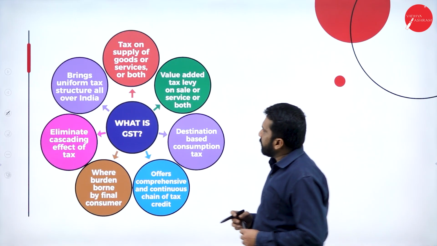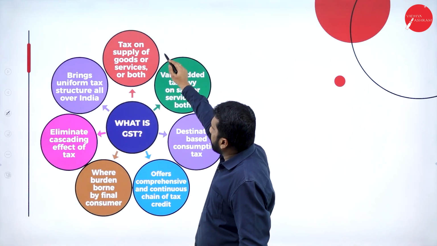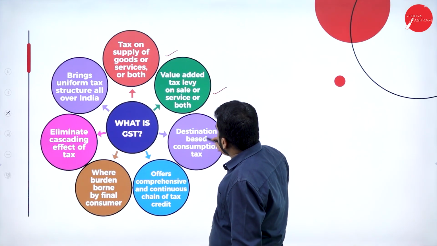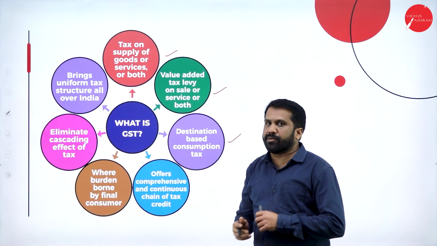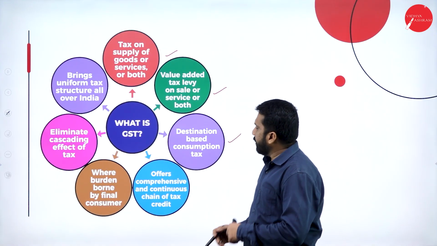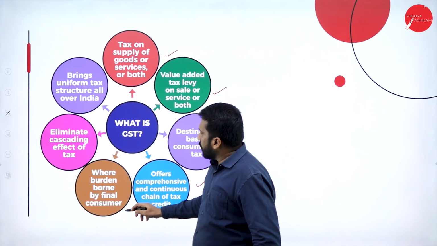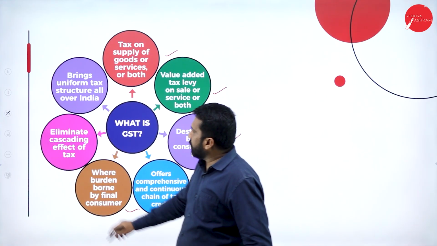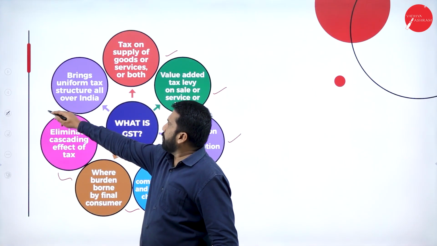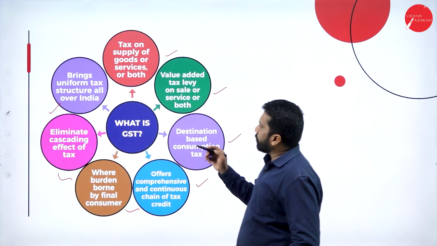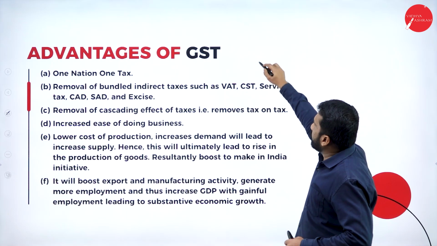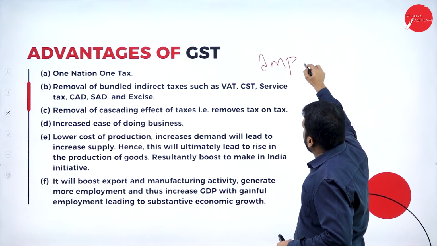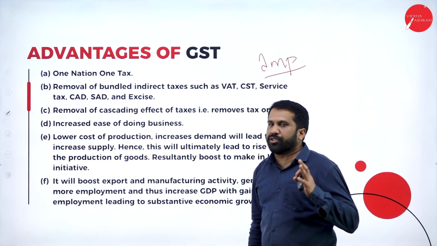Now, what is GST? Tax on supply of goods, value-added tax, then destination-based. The place also matters. That is called the place of supply. It offers comprehensive credit, the burden is borne by the final consumer, it eliminates cascading, and brings uniform tax. These are the concepts of GST. And now the advantages. This is important for your examination purpose.